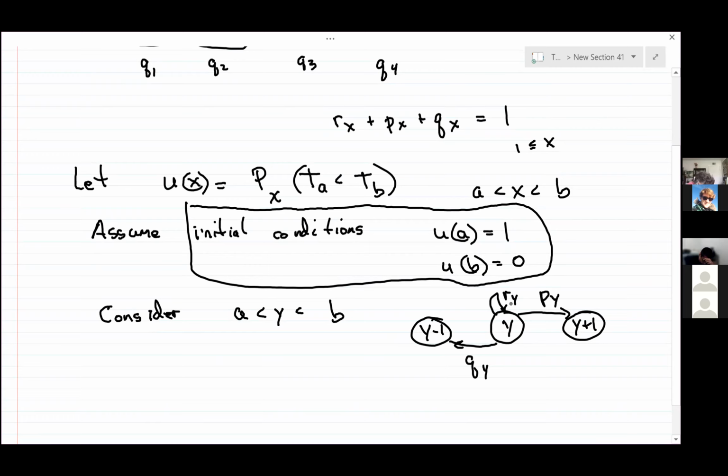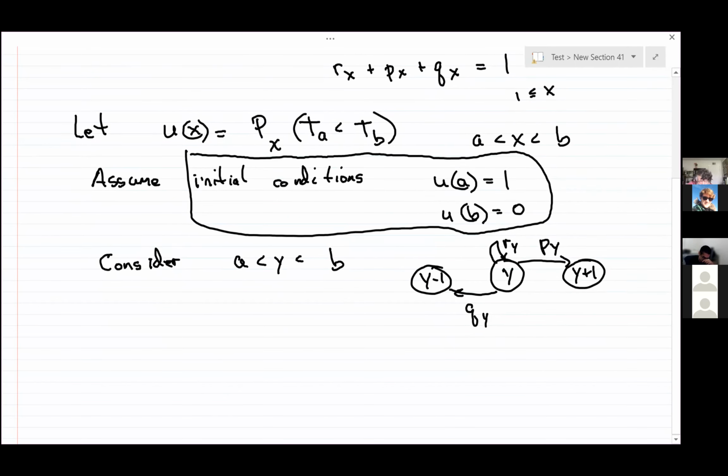Okay, so what he says is we can write a recurrence relation in terms of this stuff. Suppose you start at y. If you started at y, what happens one step later? Well, there's three possibilities. If you start at y, you either go down, or you remain where you started, or you go up.